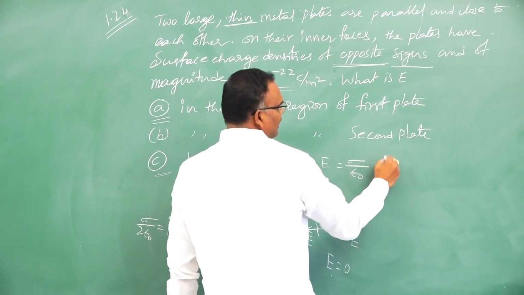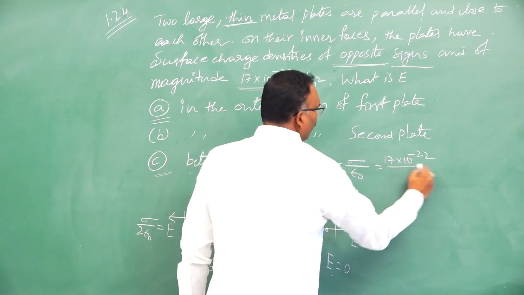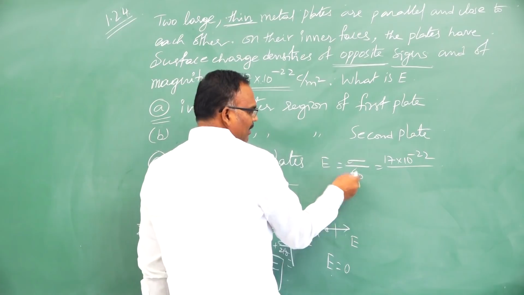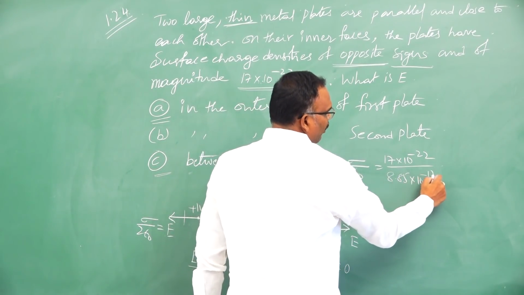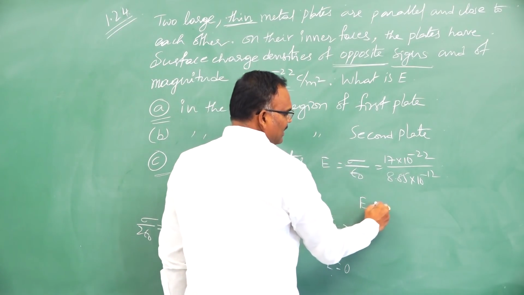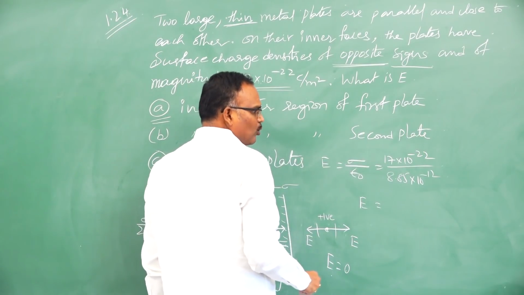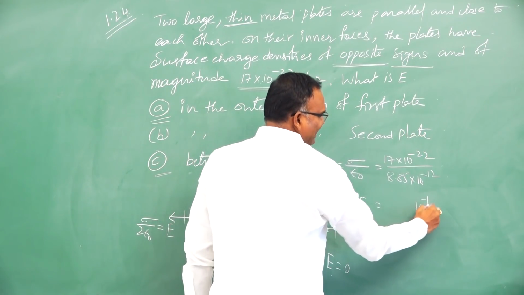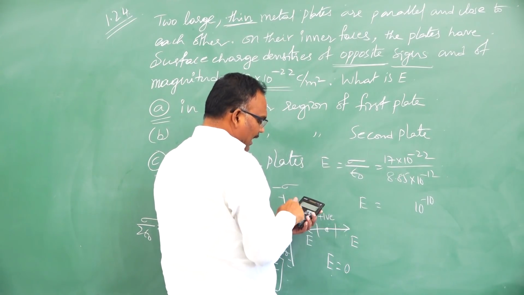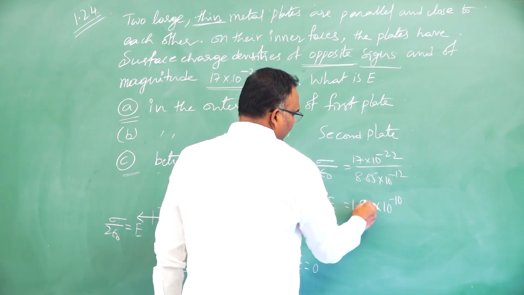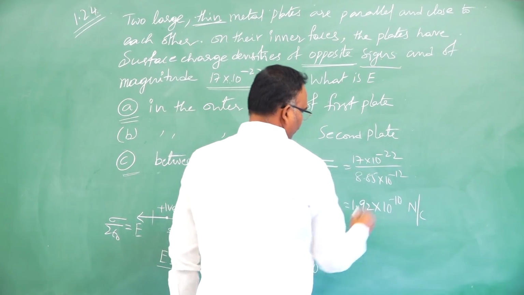The sigma value I know, that is 17 into 10 to the power of minus 22 coulomb per meter square, divided by epsilon naught value, which is 8.85 into 10 to the power of minus 12. That means the electric field E is equal to, minus 12 goes to the numerator as plus 12, so 10 power minus 10. 17 by 8.85, I have to calculate, is 1.92 newton per coulomb.